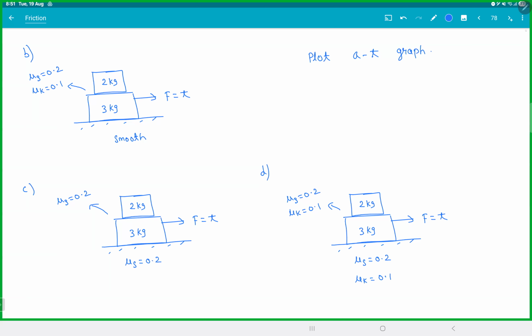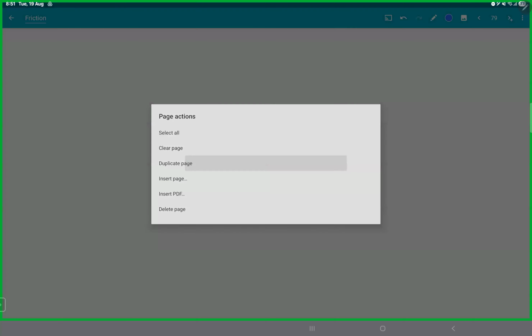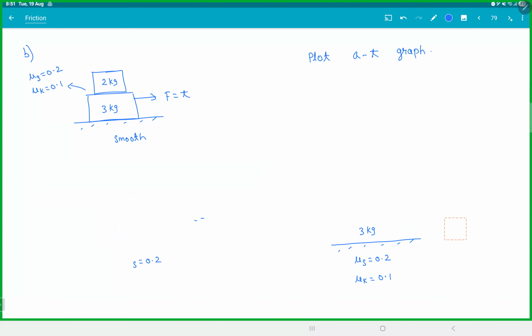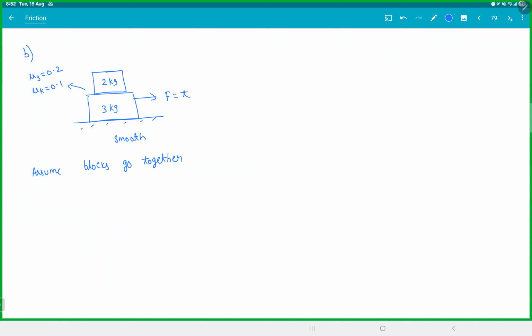Same story, meaning you just keep doing the same steps. How do we start? Assume both the blocks go together. Let the acceleration be a. So we get a is equal to t by 5. Till here the story is same.